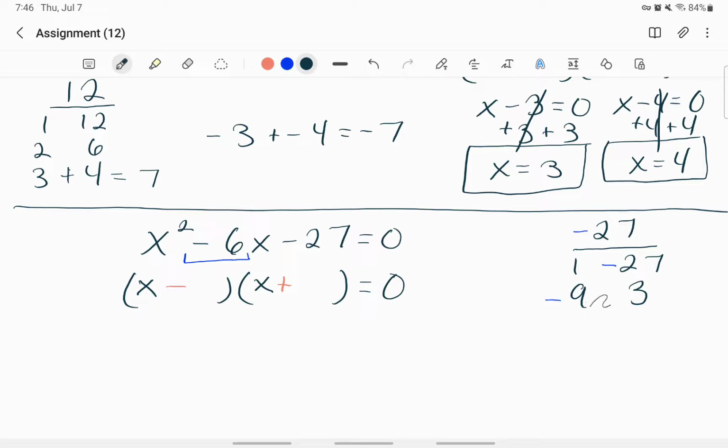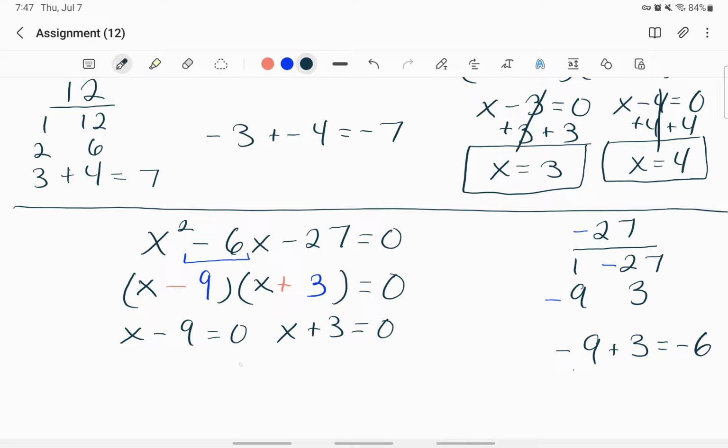And as you can see here, if I add negative 9 with positive 3, that's going to give us negative 6. So we know our numbers. x minus 9, x plus 3 equals 0. x minus 9 equals 0. x plus 3 equals 0.